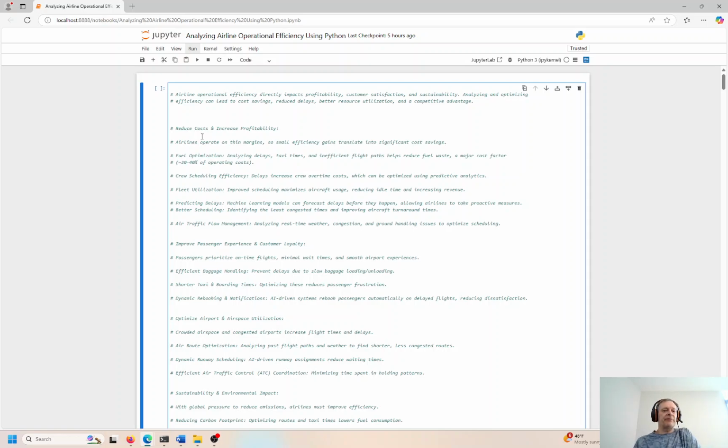And why would we even do this type of analysis? There's a bunch of reasons: to reduce costs, increase profitability, increase efficiency. Anytime we try to optimize something, whether it's supply chain management or managing a portfolio of assets, we try to make it as efficient as possible. Reduce fuel consumption, save people's time, save people's frustrations, improve passenger experience. What else? Improve efficiencies, process improvements, air route optimization, dynamic scheduling, efficient air traffic controlling. There's a variety of reasons. The list goes on and on.